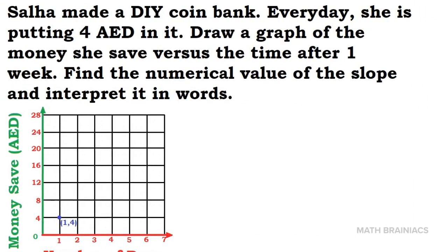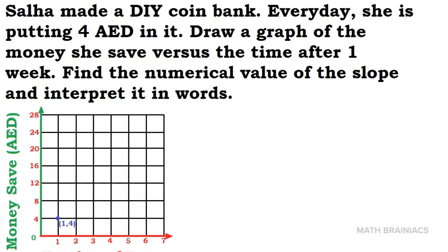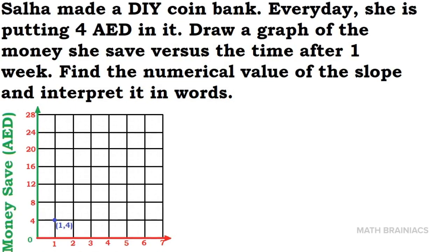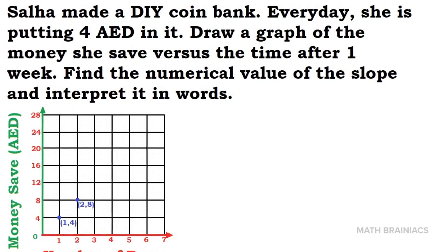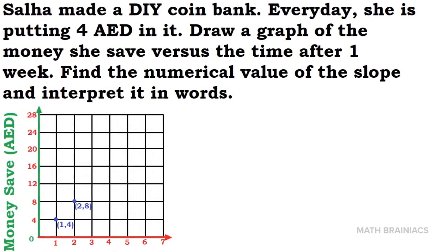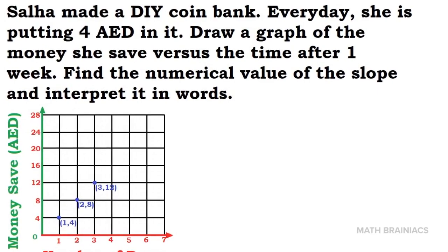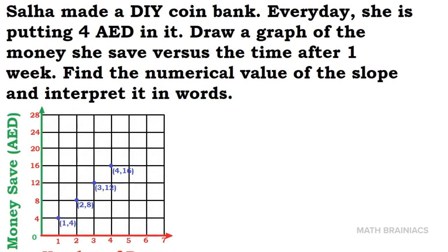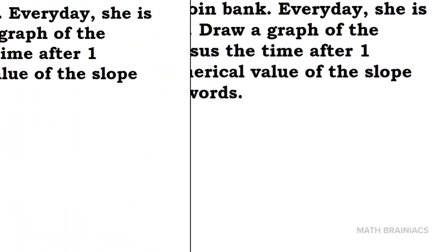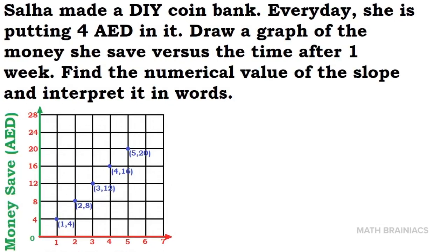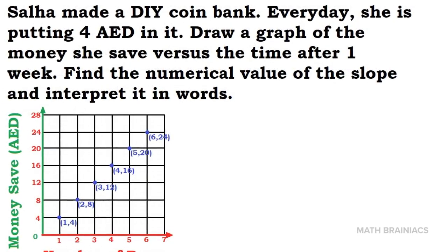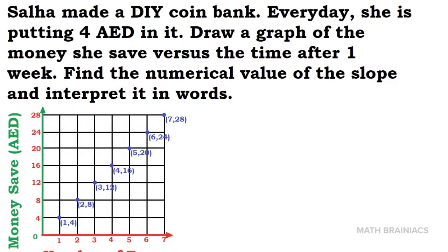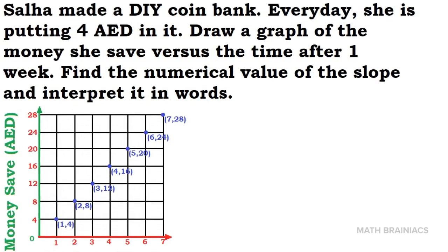Subsequently, we know that Salha is putting 4 dirhams in the coin bank every day. Therefore, on day 1, her money is 4 dirhams. On day 2, Salha's savings will increase to 8 dirhams. On day 3, her savings will become 12 dirhams. On day 4, she can save 16 dirhams. On day 5, she's going to have 20 dirhams. On day 6, she's going to have 24 dirhams. And at the end of 1 week, she's going to have 28 dirhams.